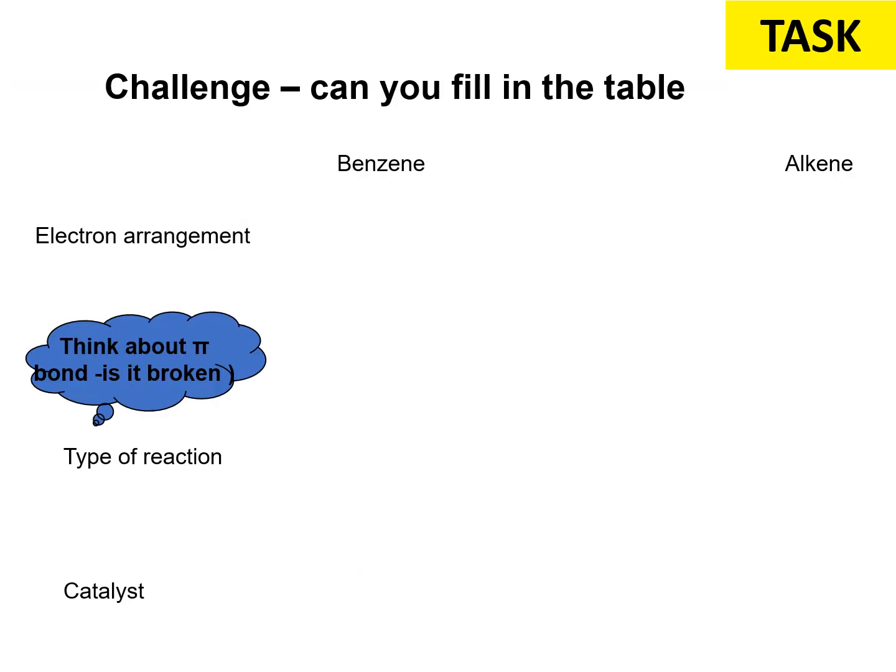Let's see, can you fill in this table? For benzene and the alkene, can you think about the electron arrangement, the type of reaction, and whether we use a catalyst? Pause the video and have a go.